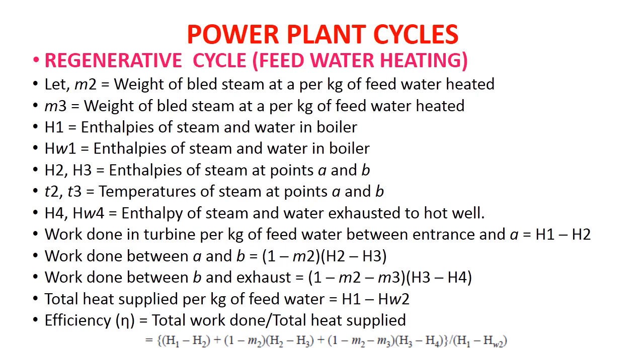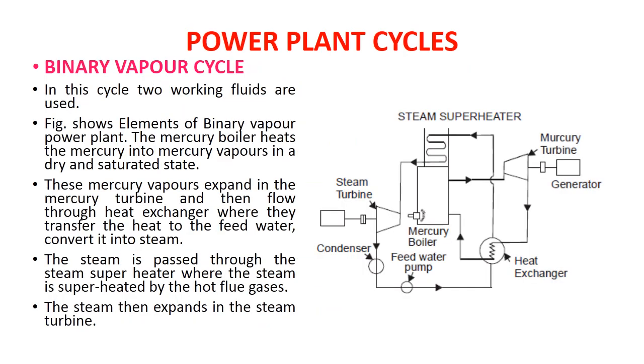So generally in this regenerative cycle for feed water heating, the steam from the turbine will be taken away in order to heat the feed water which is entering the boiler. Now why is it recommended? It is recommended because the water entering the boiler must be at a certain temperature, which is not the normal temperature of water, so that it is easy for the boiler to produce steam at a higher rate.